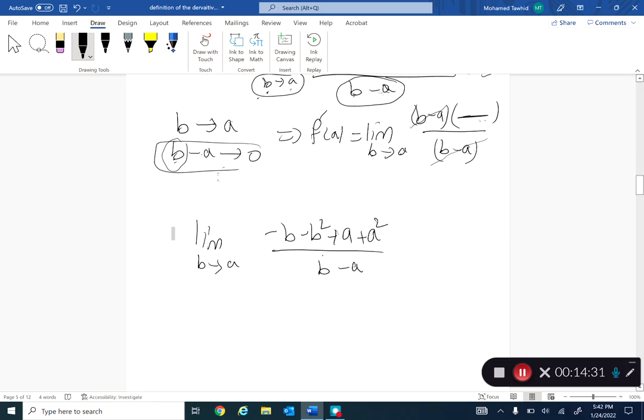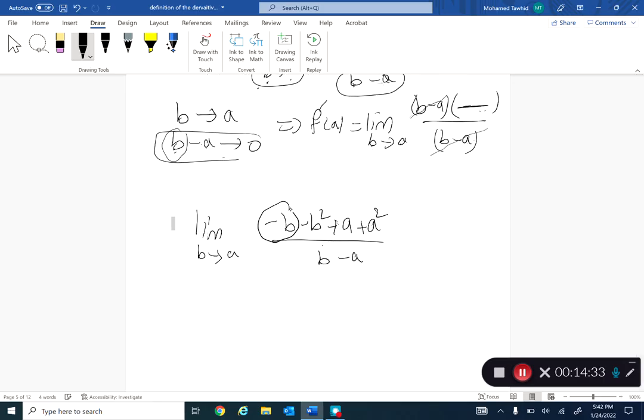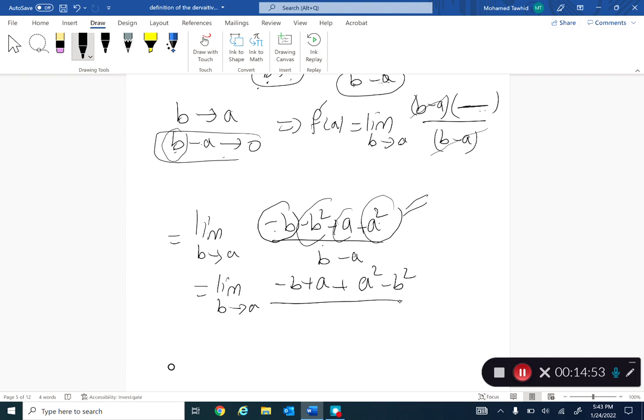So now I'm going to collect the linear term. That's linear term, and that's linear term. So what do you have? You have limit b close to a, right? So negative b plus a, right? Negative b plus a, and here you will have a squared minus b squared, the whole thing over b minus a, right?